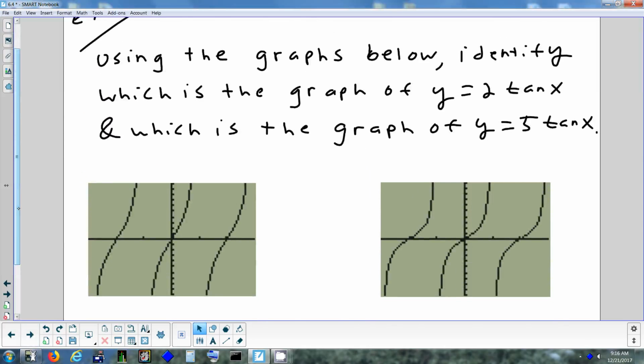All right, so here's 2 graphs, and I want to identify which one of those graphs is 2 tangent x and which one is 5 tangent x. As long as you know what the 2 and the 5 are doing, you should be able to visualize what the effect would be. What are the 2 and the 5 doing? What kind of transformation?